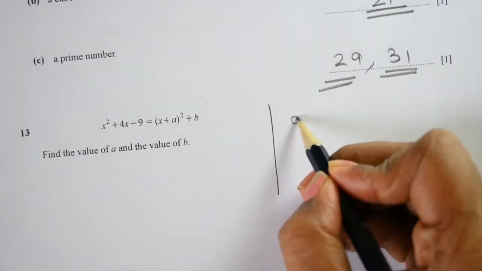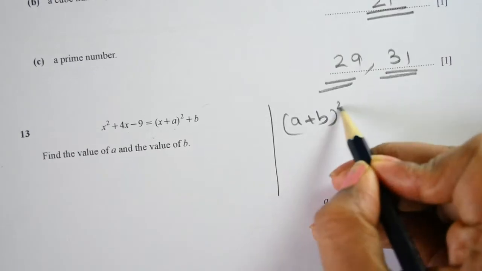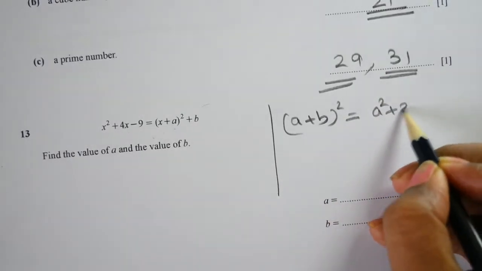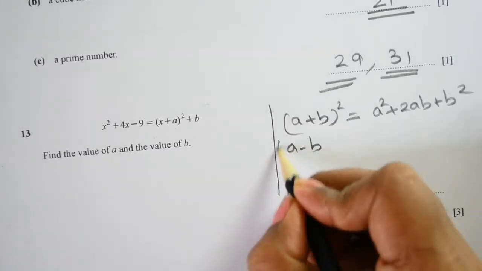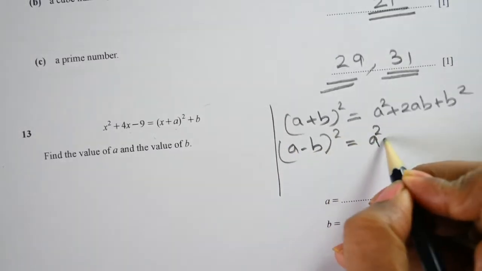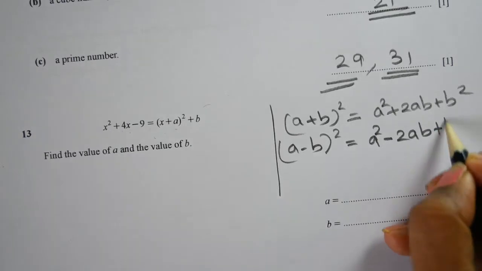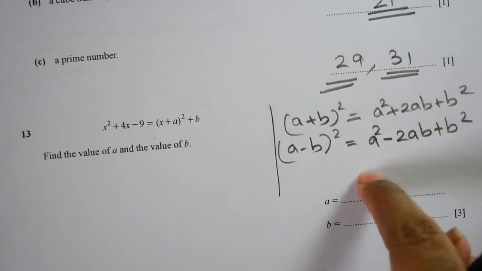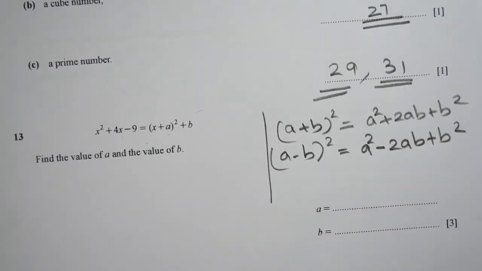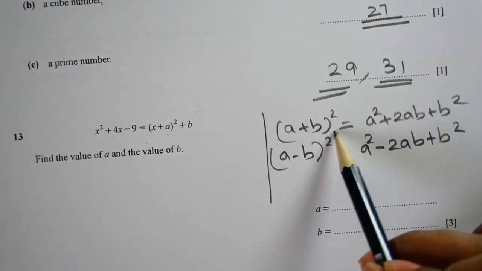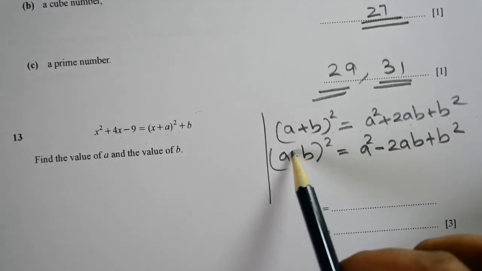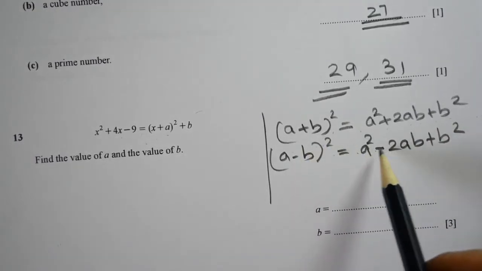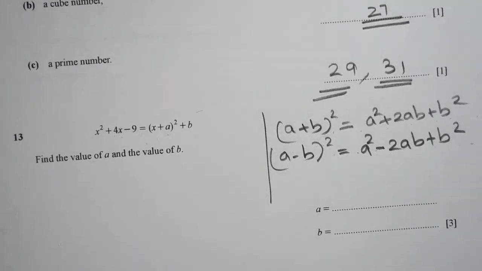So first, a plus b the whole square is equal to a square plus 2ab plus b square. Next, a minus b the whole square is equal to a square minus 2ab plus b square. First, you have to study these two identities, because in algebra 1 and algebra 2, we need these identities to solve the problems.